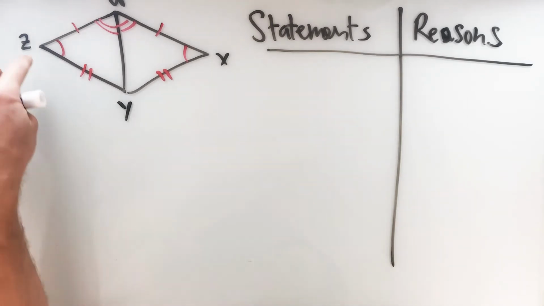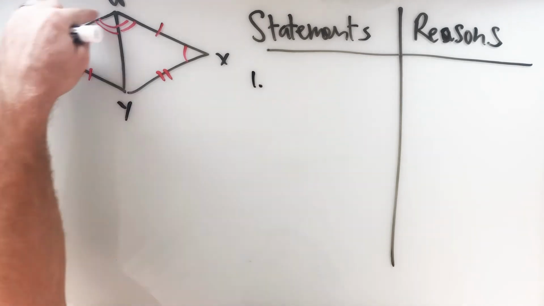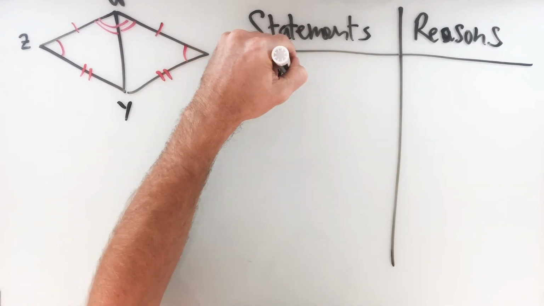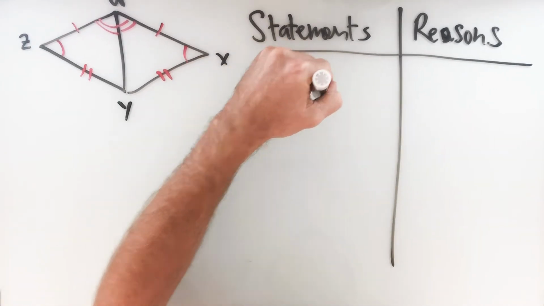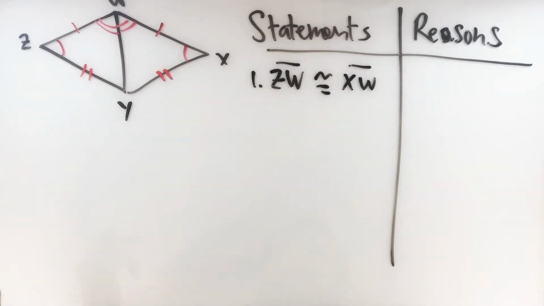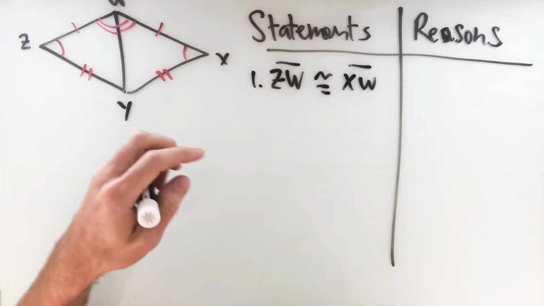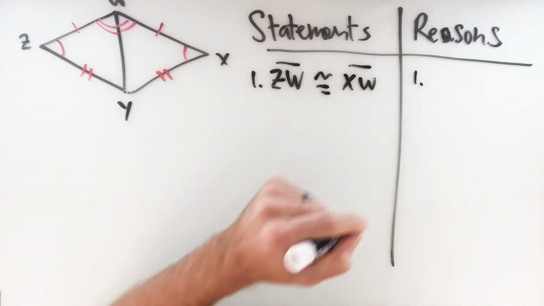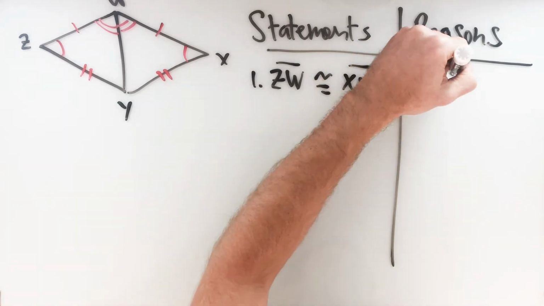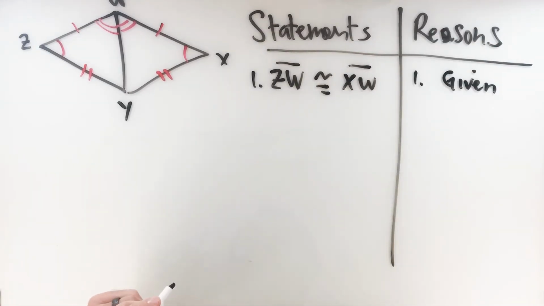So first of all, we have some tick marks. In this case, we know definitively that segment ZW is congruent to segment XW. How did we know this was true? Well, because they told us it was true. So we have tick marks on those two sides. Anytime you have information that's been given to you at the beginning, the reason it's true is because it was given to us. So we write given.